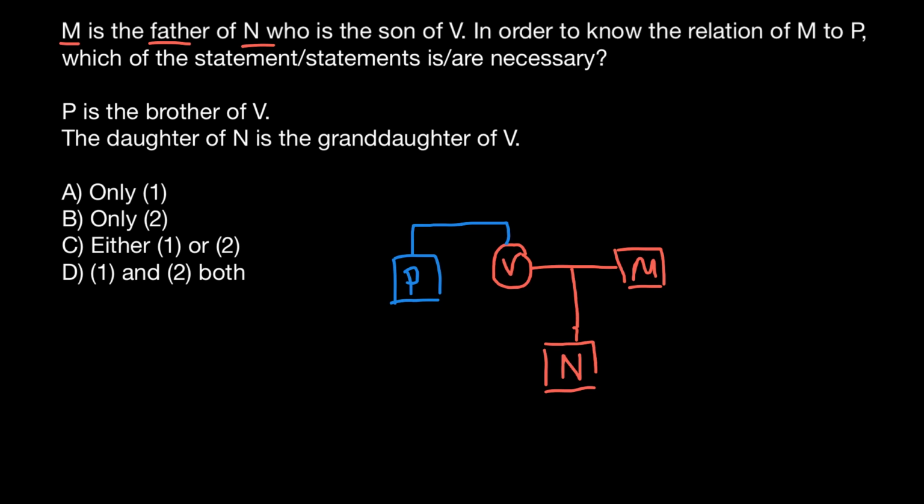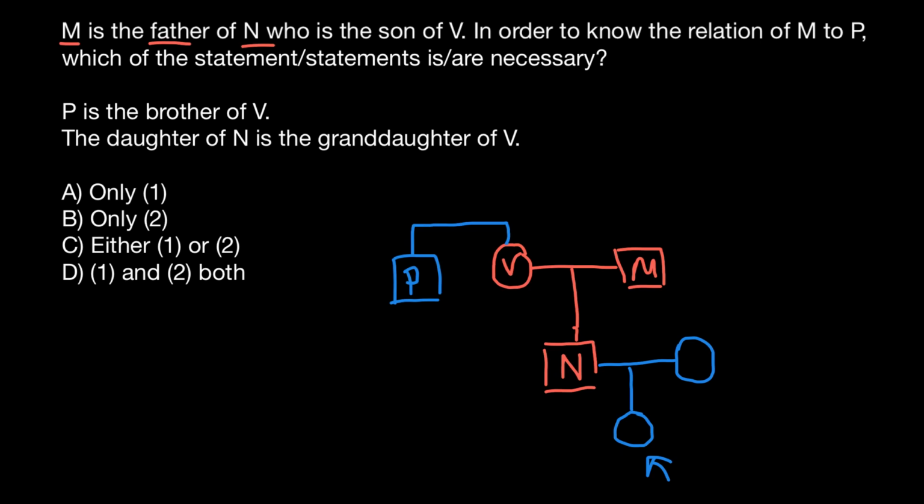And statement number 2, the daughter of N is a granddaughter of V. So N has a daughter, so N has to be married, and he has a daughter, basically without any letter here. So here is a daughter of N, and daughter of N is a granddaughter of V.